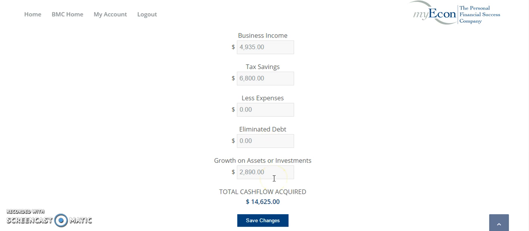And the final column is growth on assets or investments. So if you are income shifting and you start investing, you start opening up new investment accounts and you start earning interest or dividends, or you sold a stock and you gained a profit, any growth, you're going to put that down in your fifth category. Okay. And then you're going to click save and it's going to calculate your total cash flow acquired.